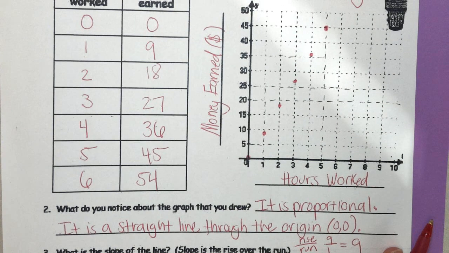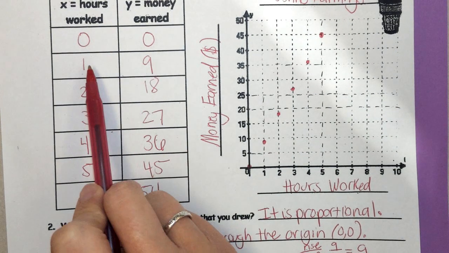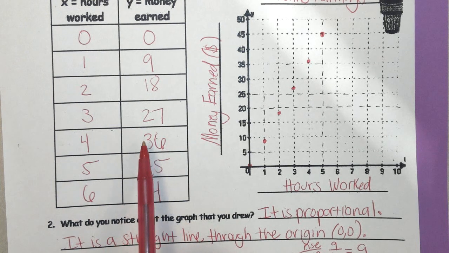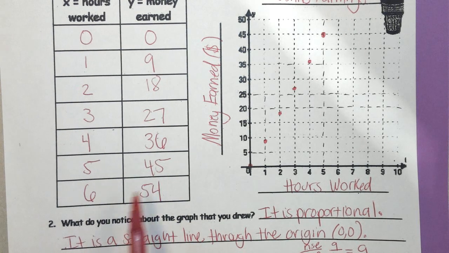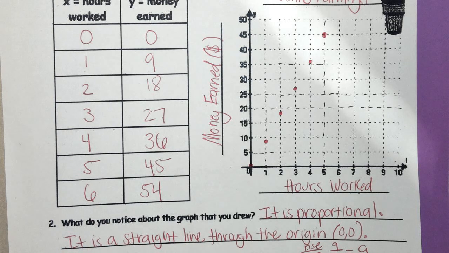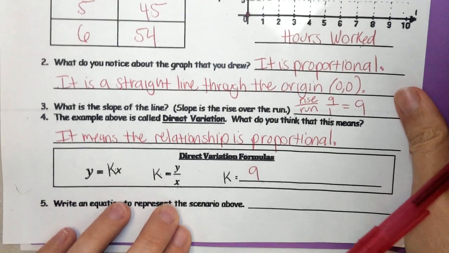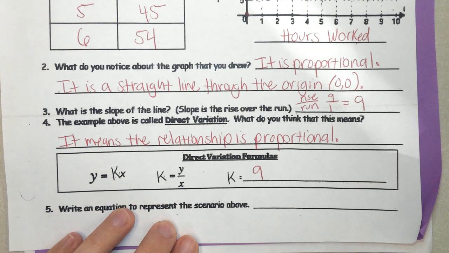In this case, what was my K value? 9 divided by 1, and 18 divided by 2, and 27 divided by 3. All of these equal what when you divide them out? 9. So my K value is 9 today.